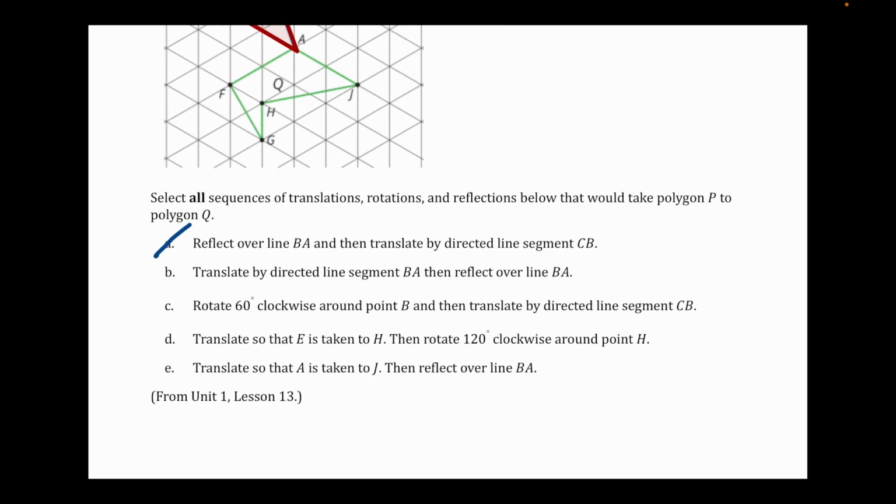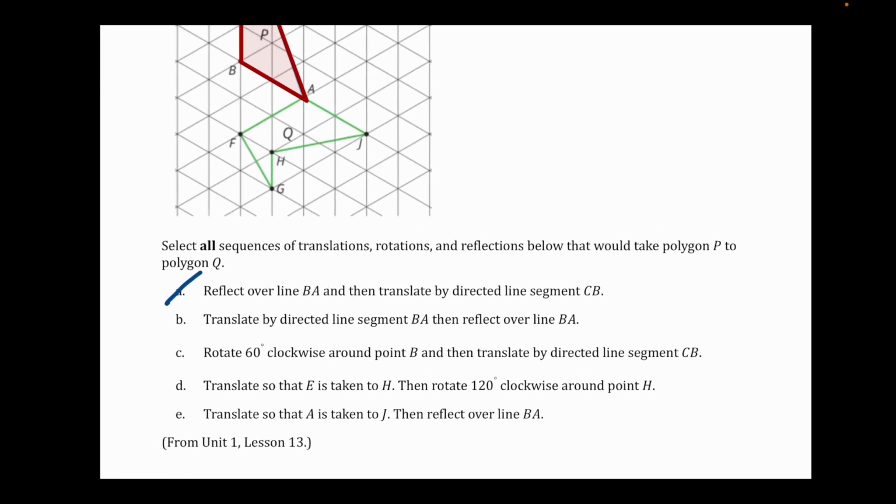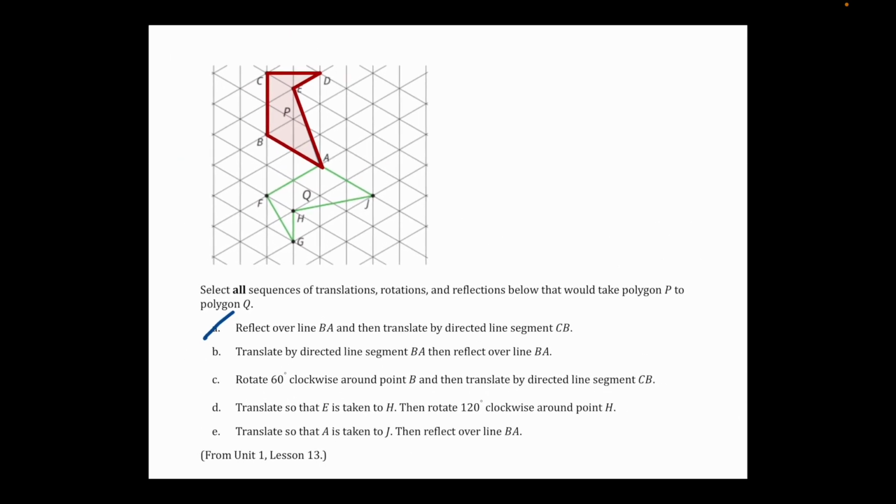If we translate by directed line segment BA and then reflect, I think that's going to work for us. If we translate by directed line segment BA, that means taking B and placing it where A is. And now if I reflect over BA, that is going to map my red polygon onto the green one here, or basically it's going to take P to Q. So yes, this one works.